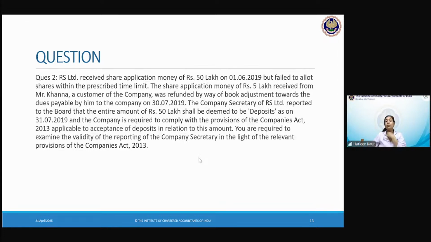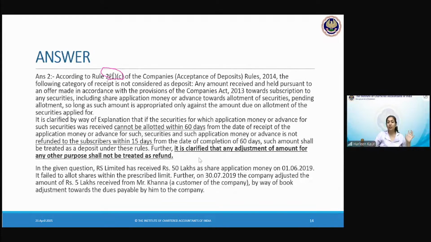So I told you the refund has to be made directly. You cannot do any kind of adjustments. The company secretly reported to the board that the entire amount shall deem to be deposited. So what you have to write, you will simply have to give the provisions of section 2 clause 1 subsection subclause C, that any amount received in the following category is not a deposit. If you are receiving the money as share application money for allotment of securities, then if the shares are not allotted within 60 days, within 15 days, it shall be returned. So the bold line is actually the real answer. It was clarified that any adjustment of the amount will not be treated as refund.